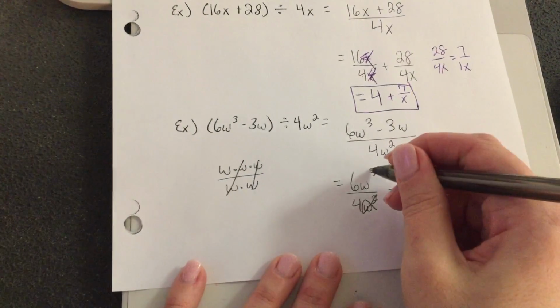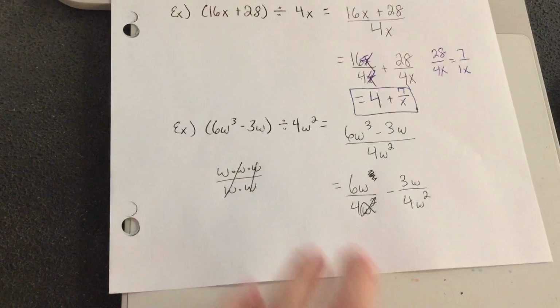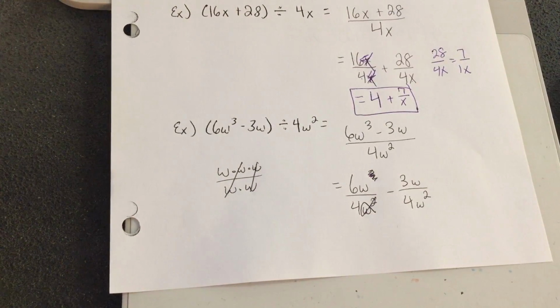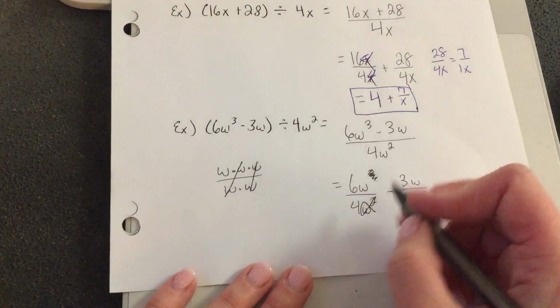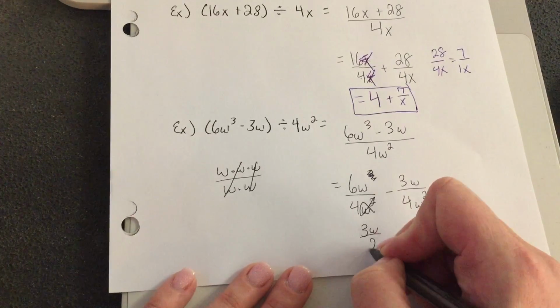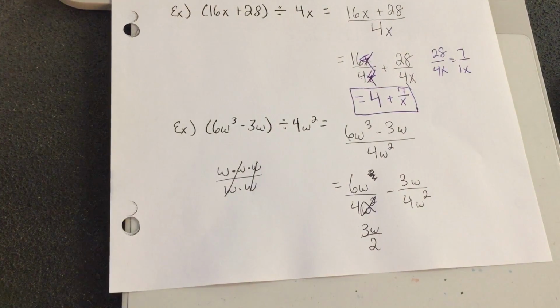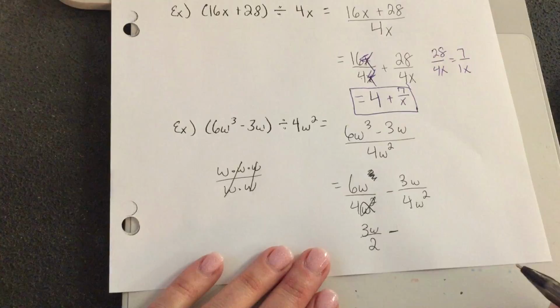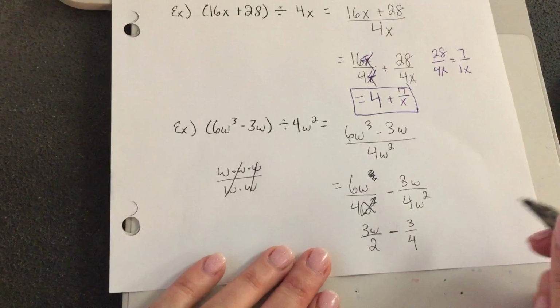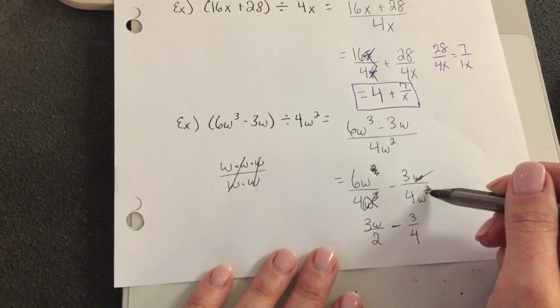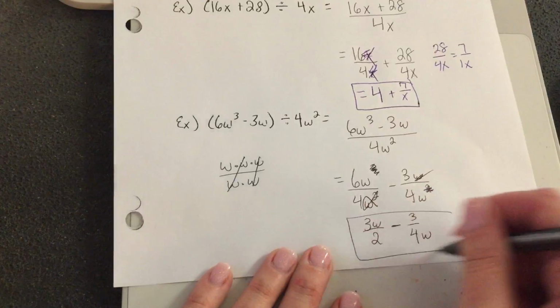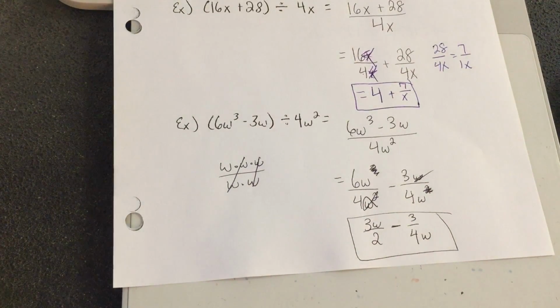So I can mark this off, and I'm going to take that exponent away because I know I have 1 w up in the numerator. Now I'm going to simplify. 4 does not go into 6 evenly, but 2 can go into both of them. So that would simplify to 3w over 2. Minus 3/4 cannot be simplified, so you have 3/4. There's a w here and 2 w's down here, so I can take out 1 w, and my answer would be 3w over 2 minus 3/4 w.